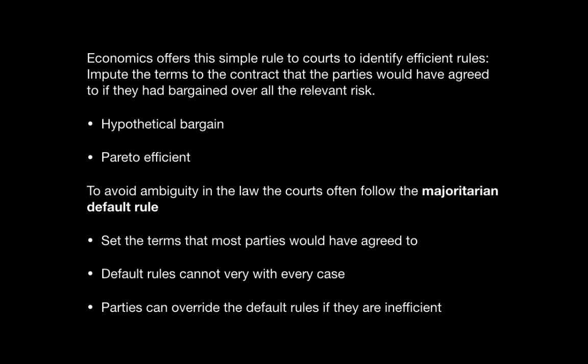It is Pareto efficient because the parties would not have agreed to it had it made at least one party better off without making the other worse off. To avoid ambiguity in the law, the courts often follow the majoritarian default rule, which is to set the terms that most parties would have agreed to. This is because default rules cannot vary with every case. In instances where default rules would not be efficient, the parties can override the default rules by writing their own terms into a contract. So this concludes our discussion of the fifth purpose of contract law, to minimize the transaction costs of negotiating contracts by supplying efficient default rules.